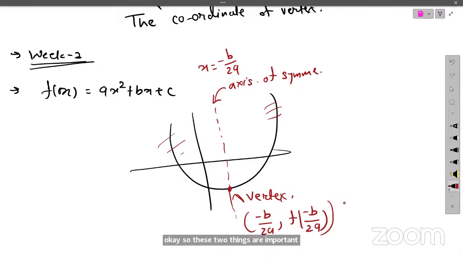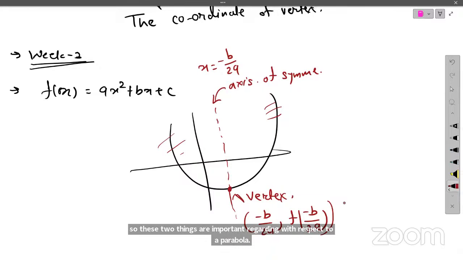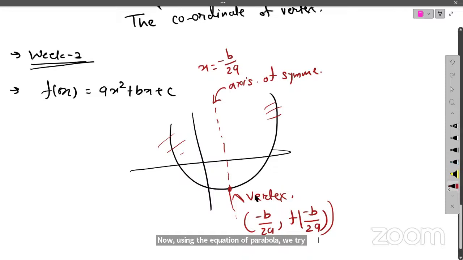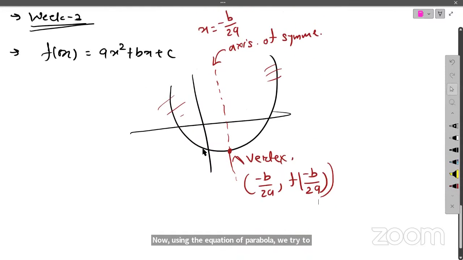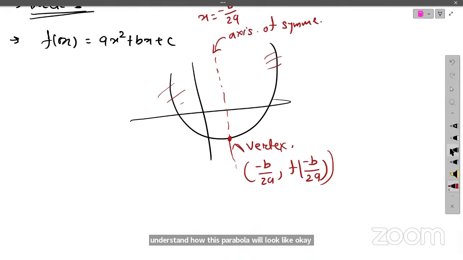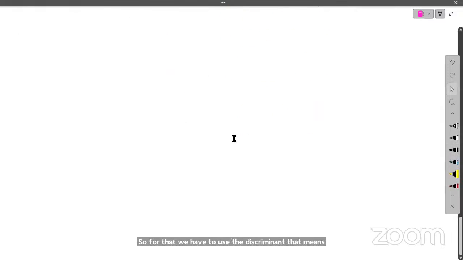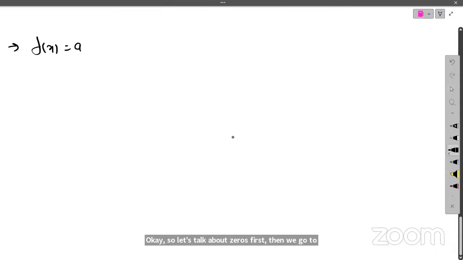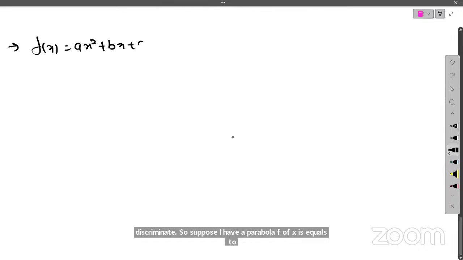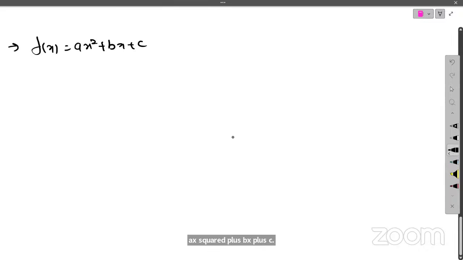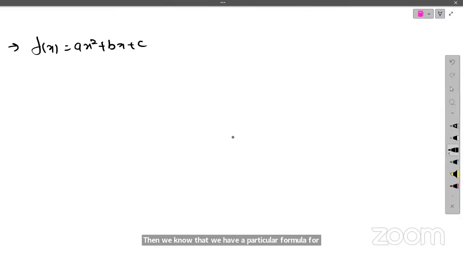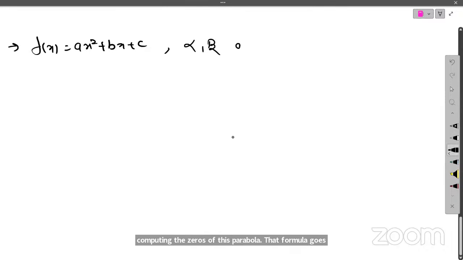Now, using the equation of the parabola, we try to understand how this parabola will look. For that we have to use the discriminant. But let's talk about zeros first, then we go to the discriminant. Suppose I have a parabola f of x equals ax square plus bx plus c. Then we have a particular formula for computing the zeros of this parabola. Suppose alpha and beta are the two zeros.